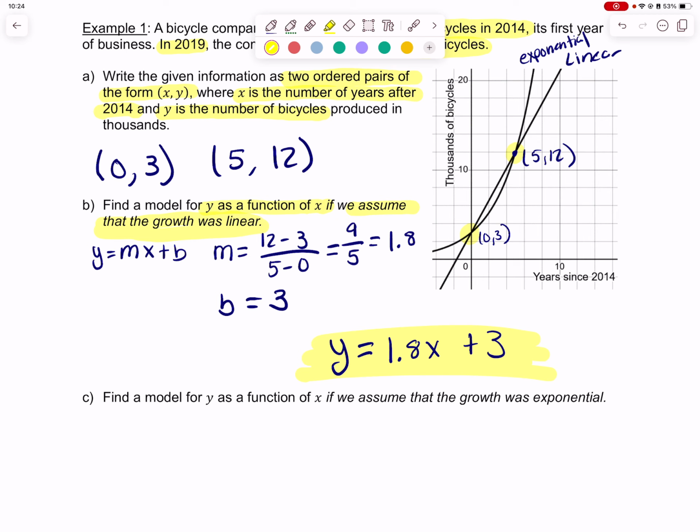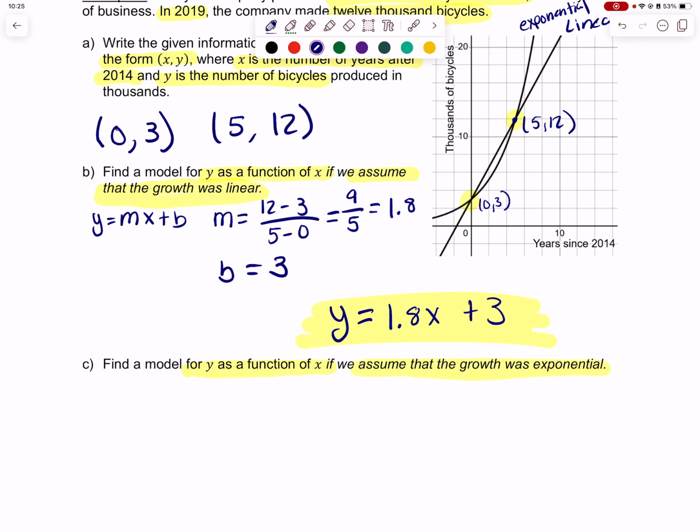For part C now, what we want to do is find the equation of the exponential function that goes through these two ordered pairs. A model for y as a function of x if we assume that the growth was exponential. So now, a little bit for our exponential equations. They look something kind of like this, y equal to a times b to the x, where a is our initial amount. In this case, initial amount is always going to be the y-intercept.